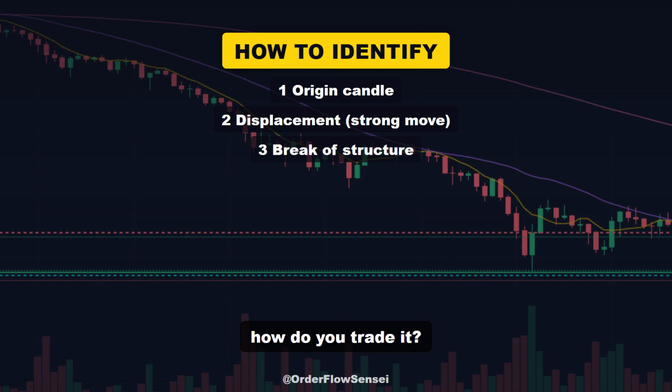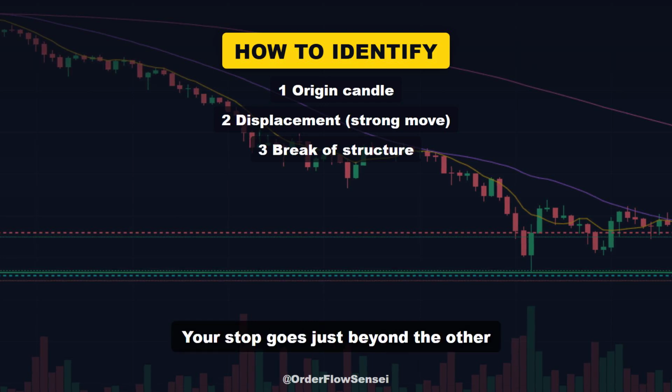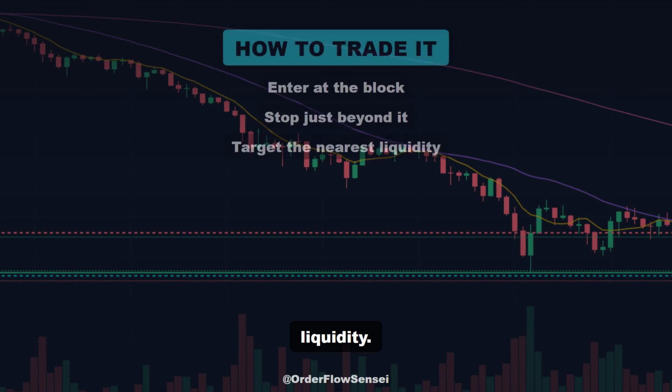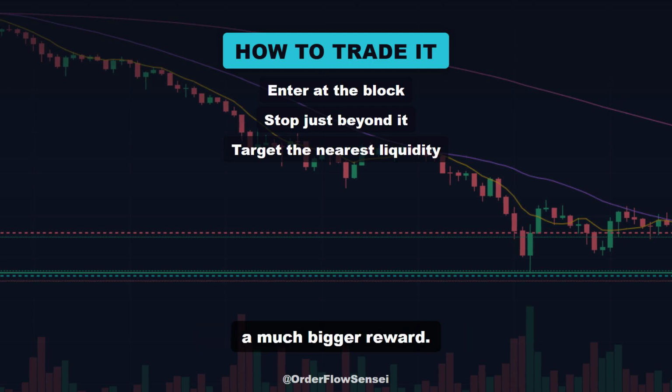So how do you trade it? You do not chase, you wait for price to come back to the order block. When it taps that zone, you look for a reaction, a rejection, a shift in momentum. Your entry is at the edge of the block. Your stop goes just beyond the other side of it. Because if price closes clean through the block, the idea is dead and you want out cheap. Your target is the nearest pool of liquidity, usually the previous high or low where stop orders are stacked. That gives you a tight stop and a much bigger reward. That is the whole point.